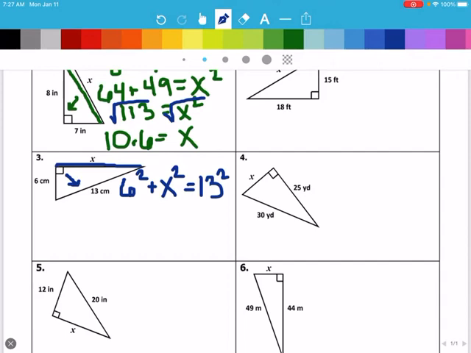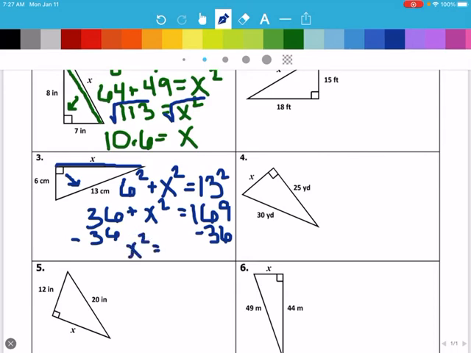And just like every time, we just do PEMDAS. So 6 times 6 is 36, plus x squared equals 13 times 13, which is 169. Now before I take a square root, I do want to isolate the variable, so we are going to subtract 36 first. And I'll get 133.